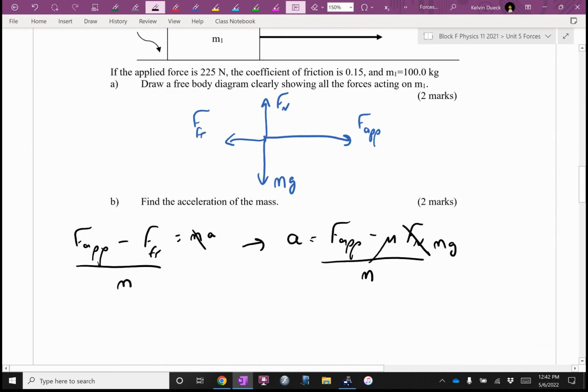By the way, this is a weird question. I don't know why this happens, but it seems to happen fairly often. Sadie, what's the applied force as a magnitude? What did they tell me? How big is it?